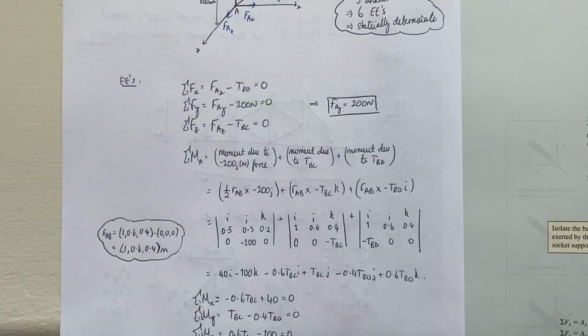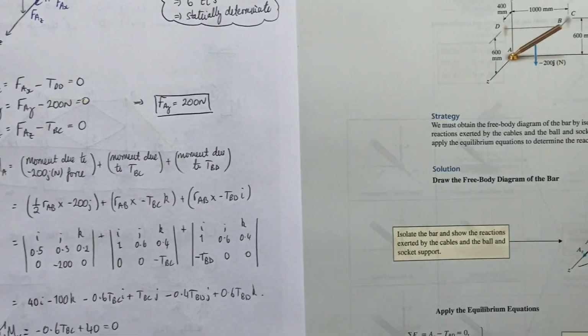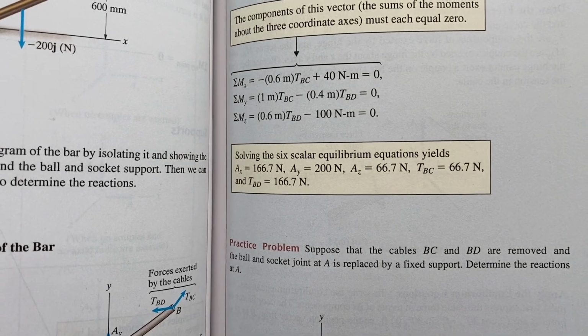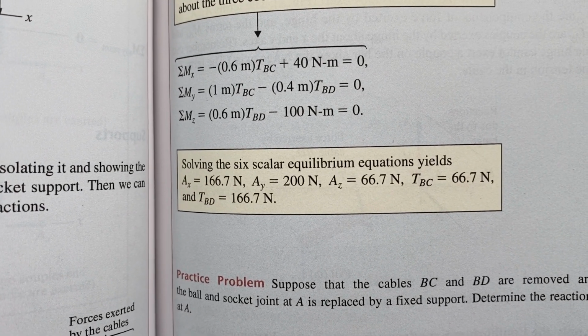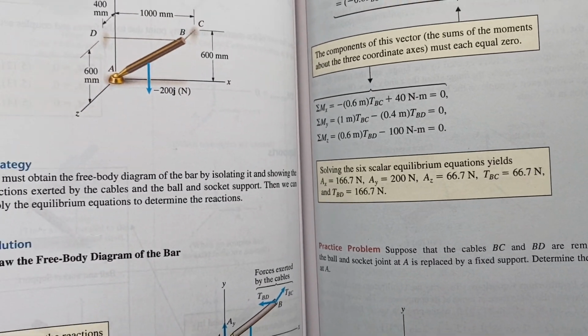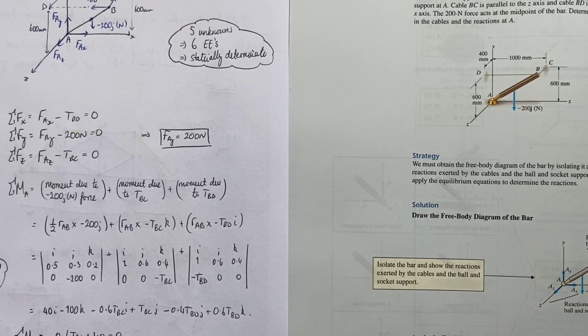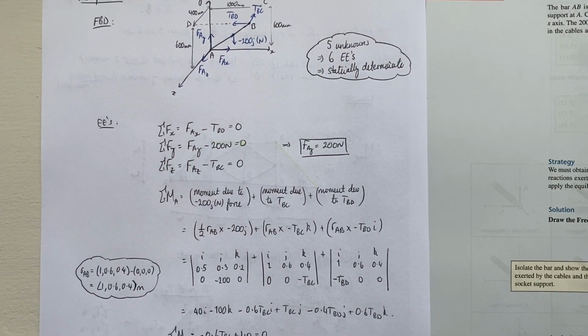So just be sure that you can follow through that solution method and that you can get the example, the solution given in this box in the textbook. If you're able to do that, that's quite a good example and a good revision of how to apply the equilibrium equations in 3 dimensions.